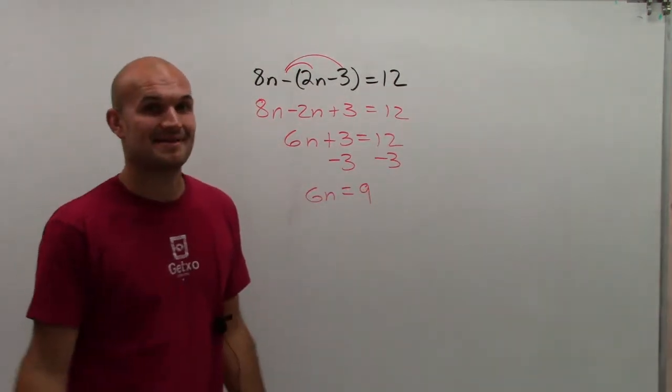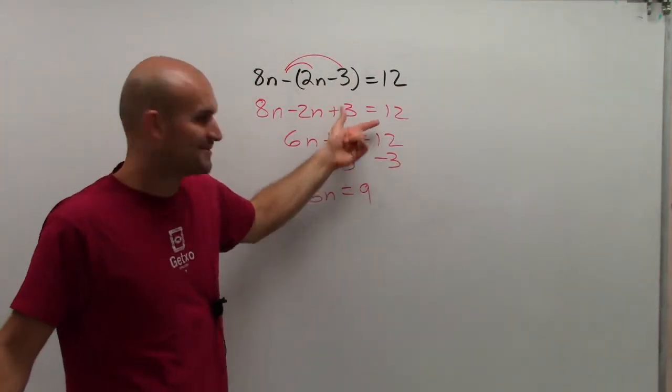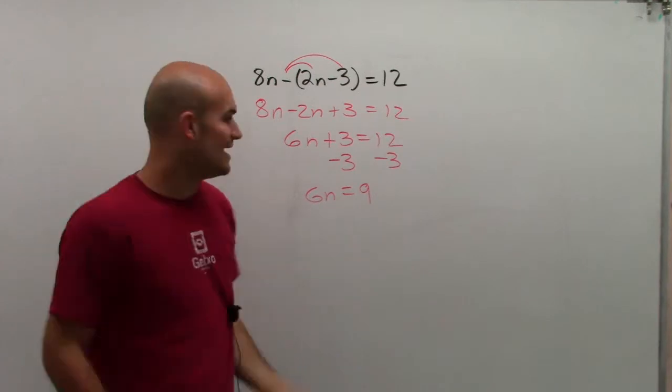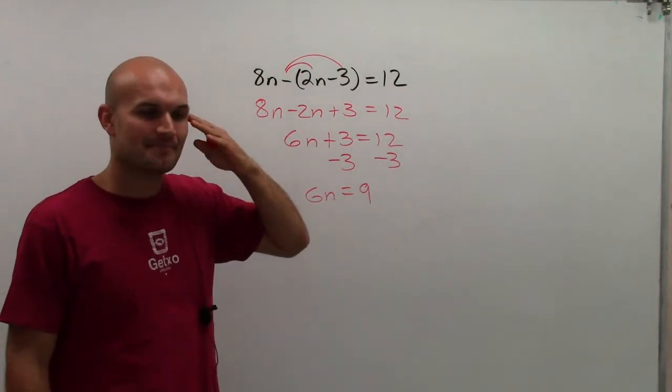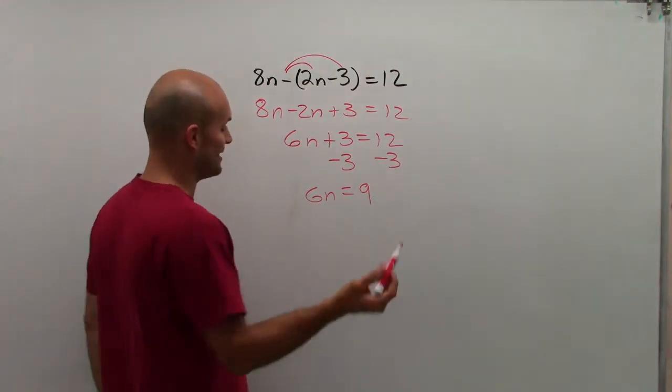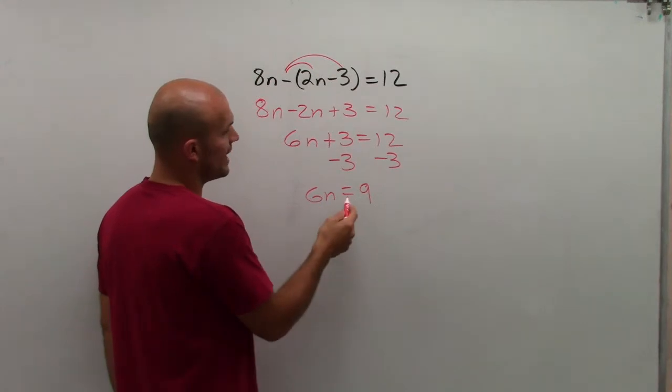My mistake that I made in my other video was I did 12 minus 3 and I just didn't subtract the 3. I just left it as 12. I think what it was, I wanted an even answer, so mentally in my brain I was thinking about that. You just got to be careful and always check your solution as well.